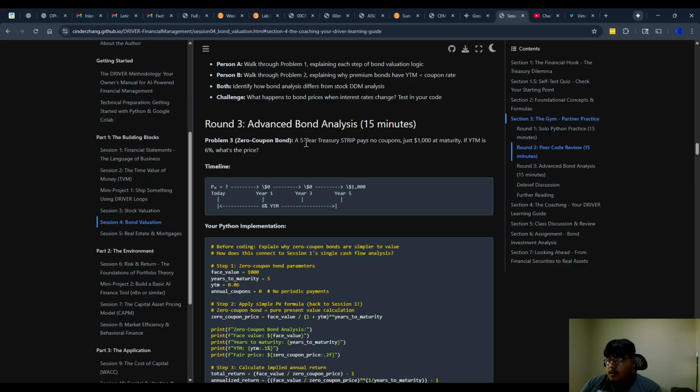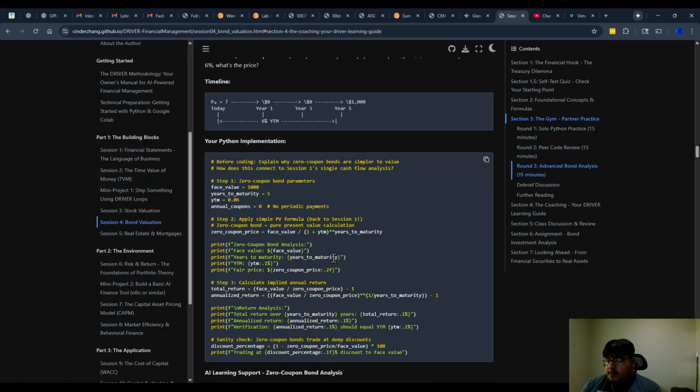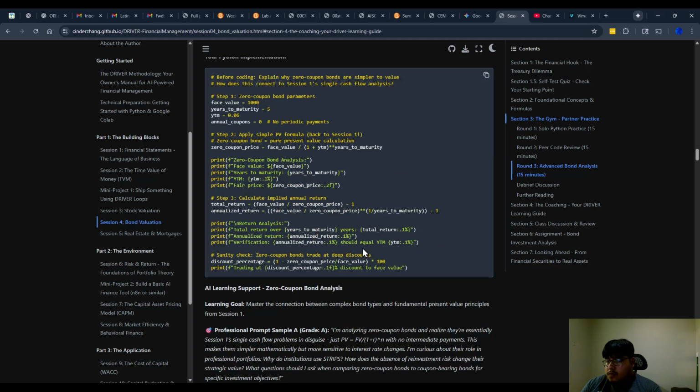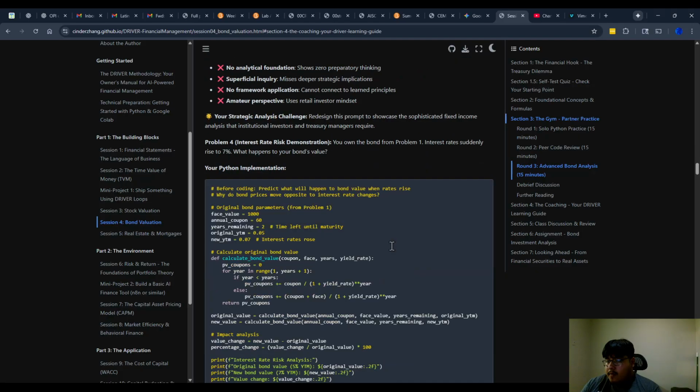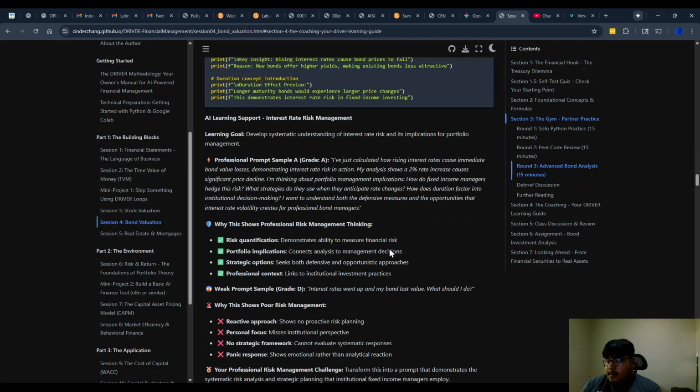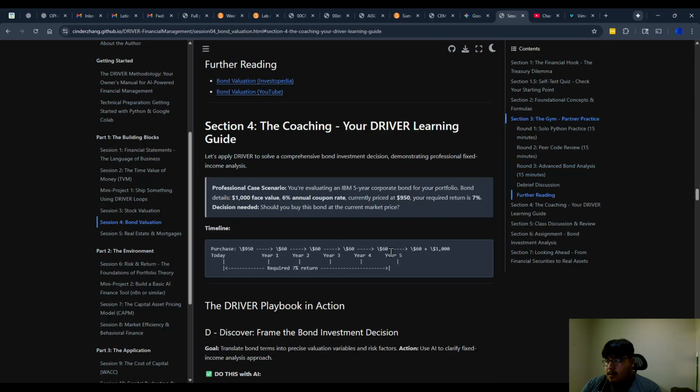So a 5-year treasury strip pays no coupons, just $1,000 at maturity. If yield to maturity is 6%, what's the price? Here's the representation of the timeline. Python implementation. And here we go, step 1, step 2, step 3, and then the sanity check. And then we keep going.